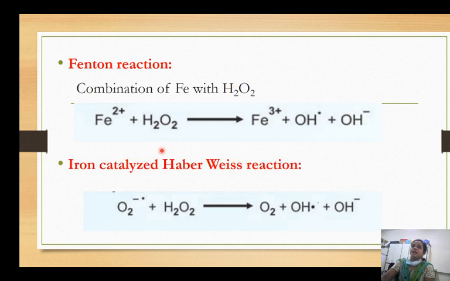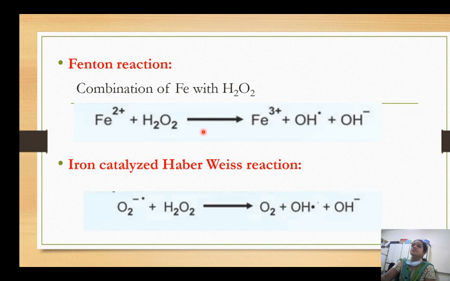Now, there are other reactions by which the body is able to form free radicals. Like when iron in the Fe2+ form combines with hydrogen peroxide, it forms Fe3+. So iron is getting oxidized and OH free radicals are formed. This is the way by which, if there is more requirement of free radicals, they are formed from hydrogen peroxide. This reaction is called the Fenton reaction.